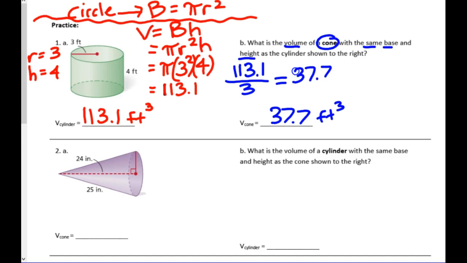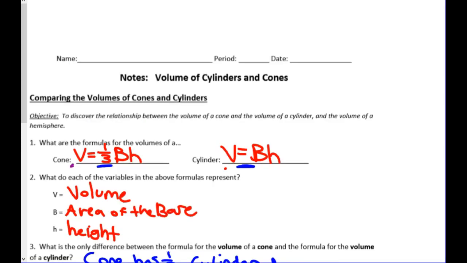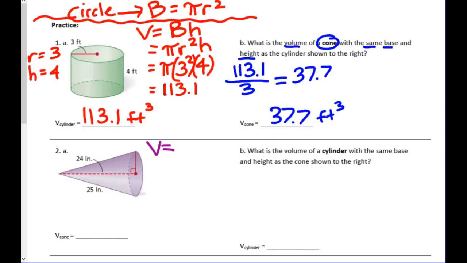Okay, next one. So, what is the shape of this next figure? Number 2. Got a cone. Now, the formula for a cone is what? Is it BH? So we go back to the front. So for a cone, it's 1/3 BH. Okay? So don't forget the 1/3 if it's a cone.